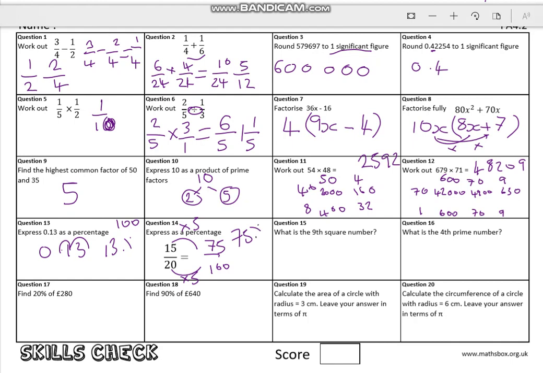So what is the 9th square number? So this is just a knowledge one. You can list your square numbers. But obviously if we want the 9th square number, and a square number is by definition a number times by itself, we know that we want the 9th one, so 9 times itself would be 81. So 81 is your 9th square number.